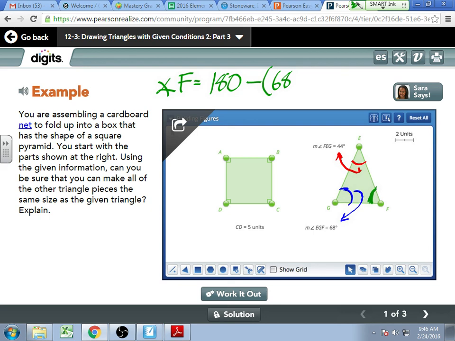Yeah, that was right. So 68 plus 44, the sum of those angles, well, 60 and 40, first off, gives me 100. 8 and 4 gives me 12 more. So this is really 112. So my 180 minus 112, and then we get 68. So wait a minute. If angle F is also 68, what kind of triangle is this? It's an acute triangle. Well, yes, but more specifically, it's isosceles.